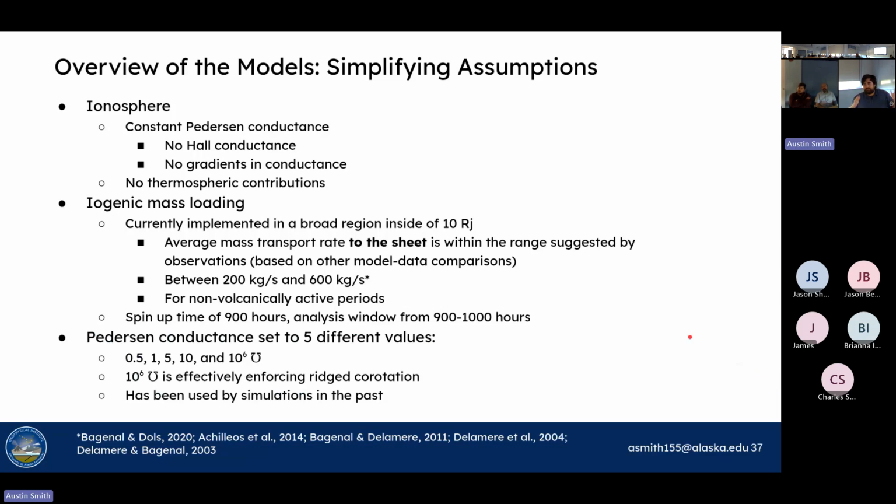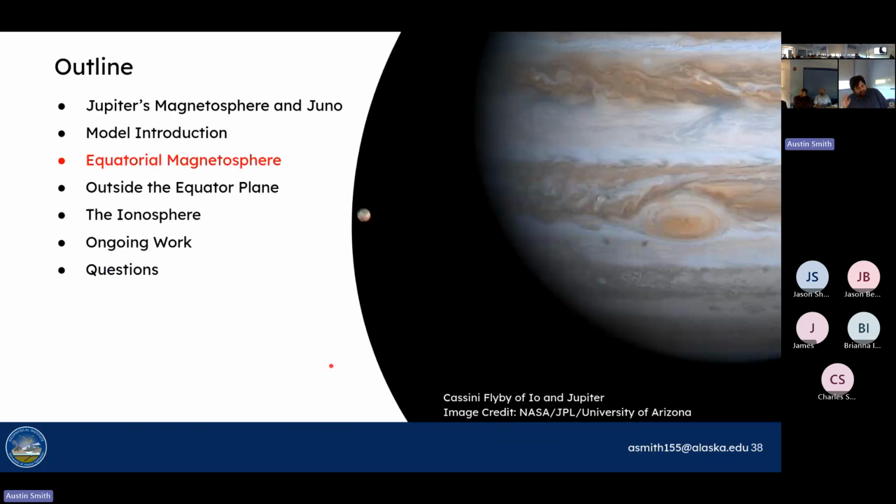And for some of these plots, you'll see I'm running a numerical experiment where I've set the different Pedersen conductance values to 0.5, 1, 5, 10, and a million mho. A million mho is the limiting case of basically infinite conductance, and it's enforcing rigid co-rotation. It's been used by simulations in the past, including the simulation in the 2024 paper that has some results. So we'll see how that case works out, although the two simulations are different slightly.